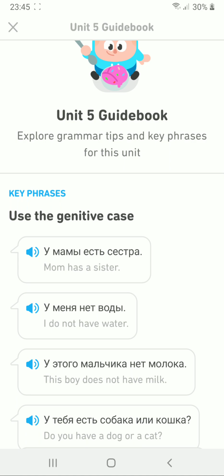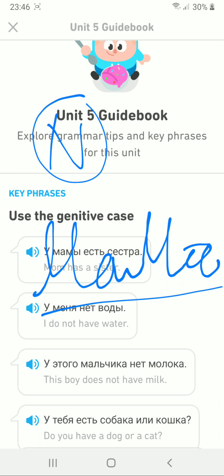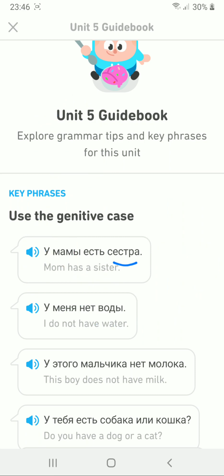So we have seen of course the nominative, because all words that you've learned, for example мама, my cursive writing is not so good, so мама, it is in the nominative. Сестра also is in the nominative. So all the nouns that you see in the basic form are in the nominative. So what is this? This is, for example, это notebook. Что это? It is a notebook. Что это молоко? Что это кошка? Yeah. But because here we have this form, we use the genitive form.